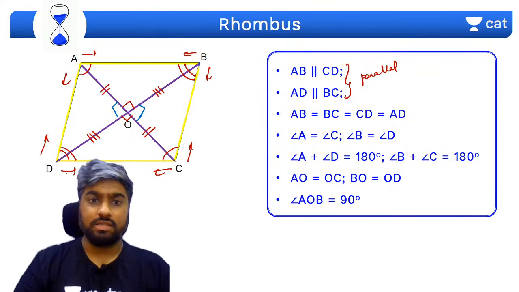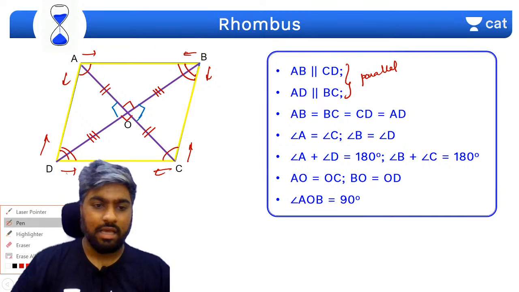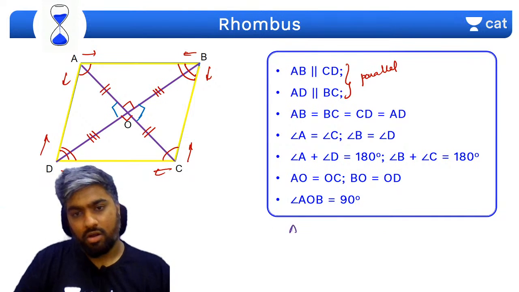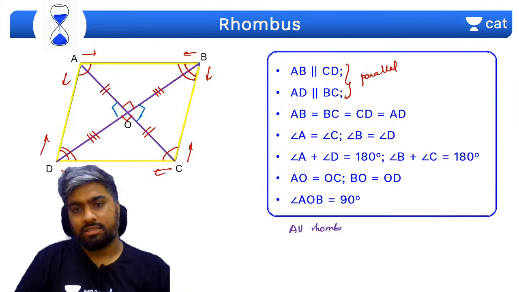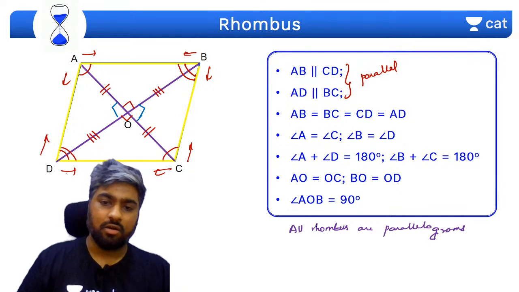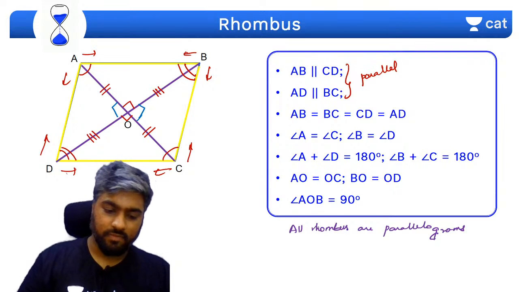This is a rhombus. Now what can I say? I can say that all rhombuses are parallelograms. Yes, but not all parallelograms are rhombuses. Okay.